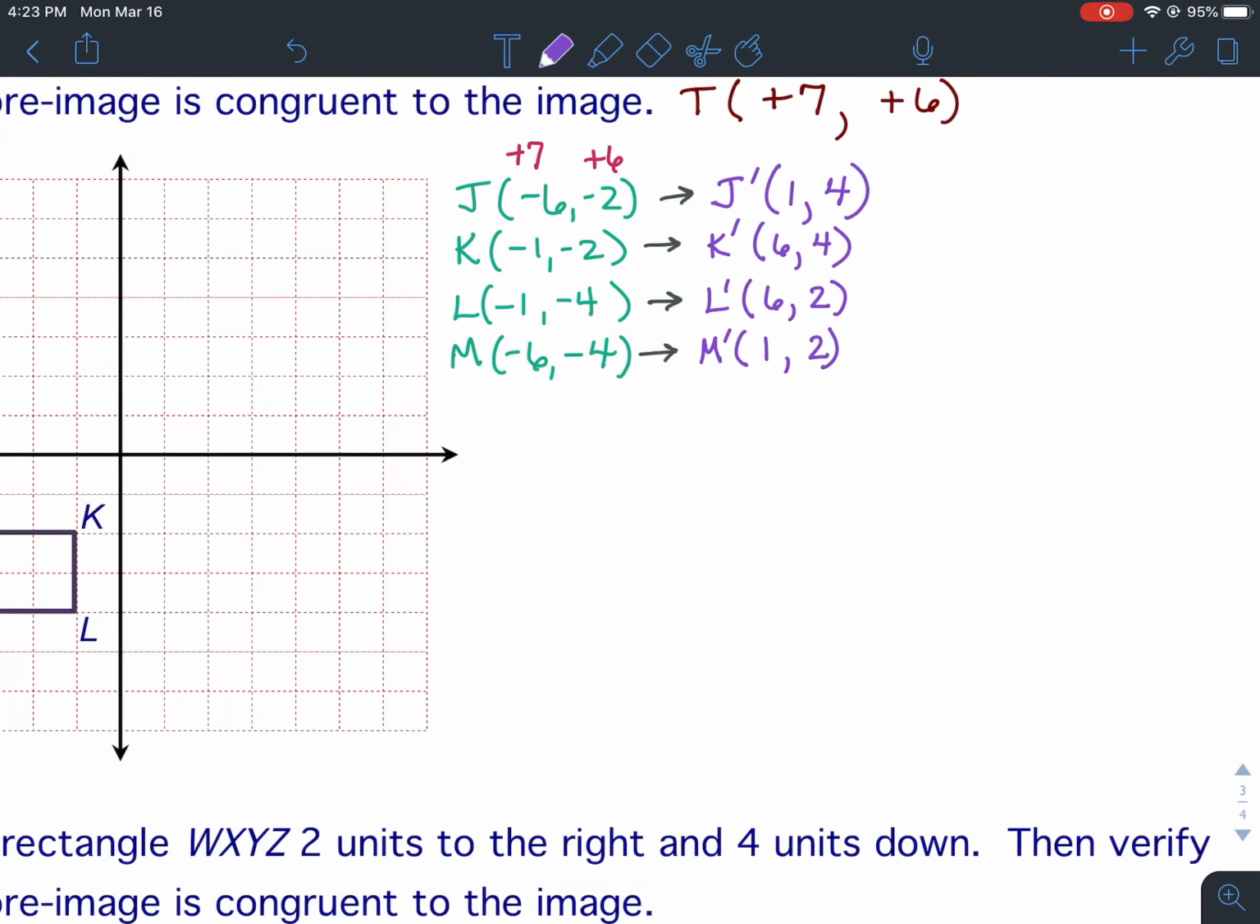So here we go. J prime is at 1, 4. K prime is at 6, 4. You should label those J prime, K prime. L prime is at 6, 2. Label that L prime. And M prime is at 1, 2. That's M prime. Use your straight edge to connect.